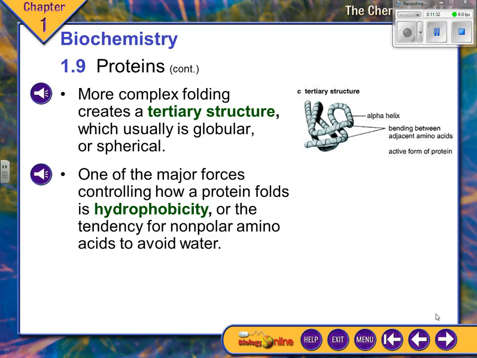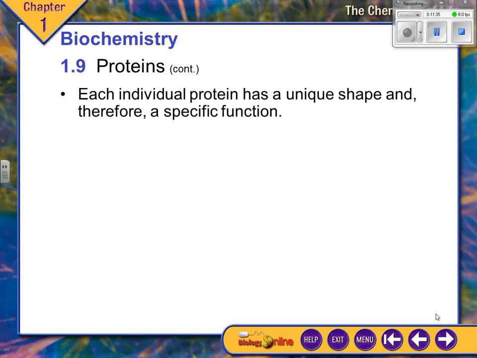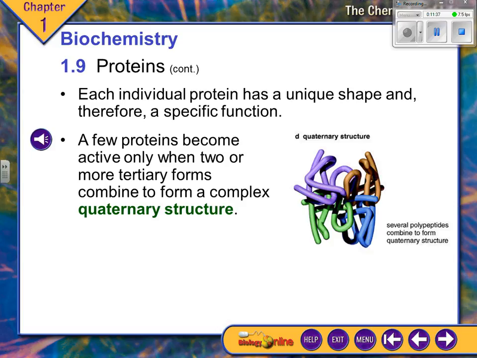Okay? Then quaternary, which is the fourth structure, is when we have more than one polypeptide chain. So now you see the color coding. We got purple, green, blue, and brown. Now you have 4 different folded up chains that are fitting together because of those weak interactions again, because of those attractions.